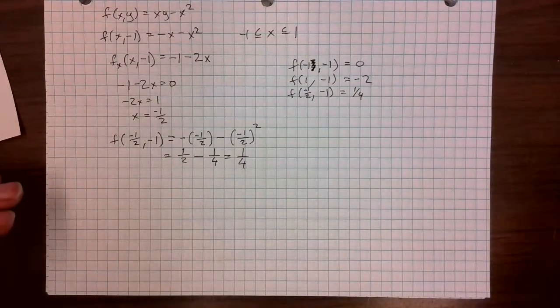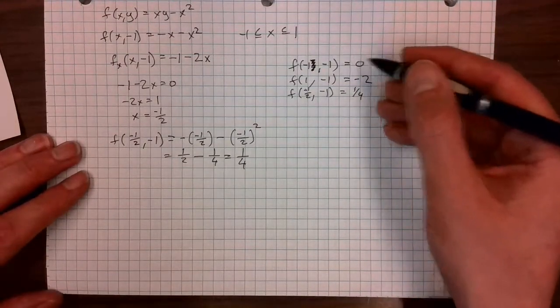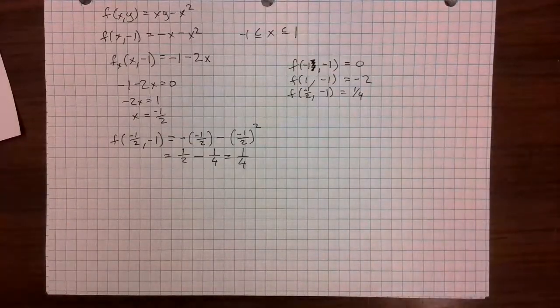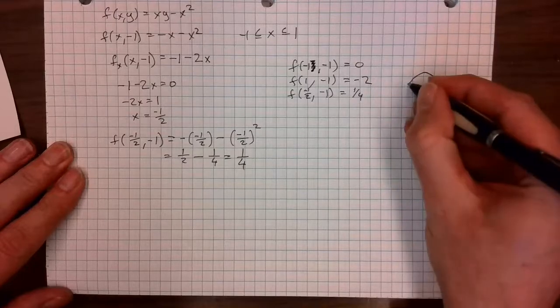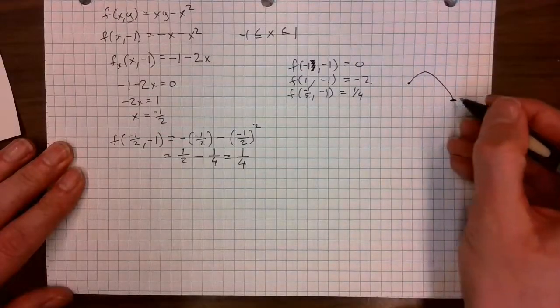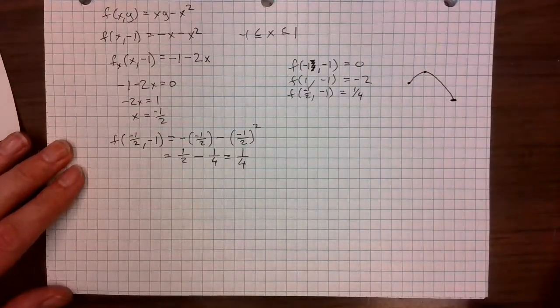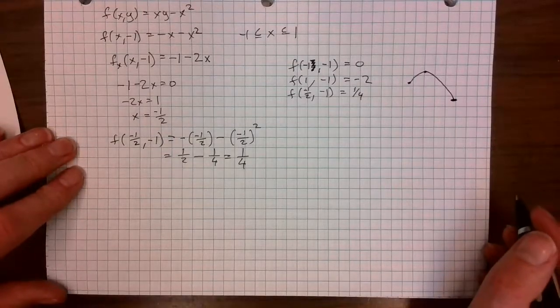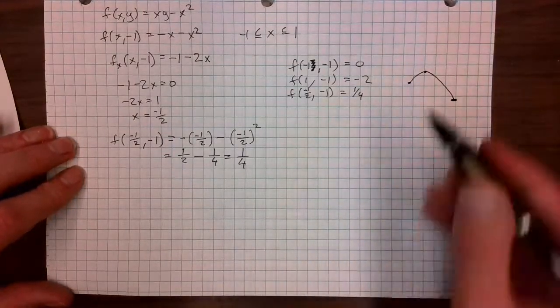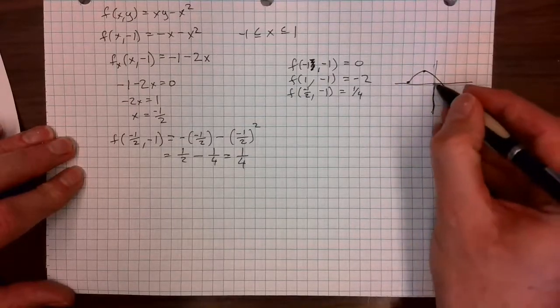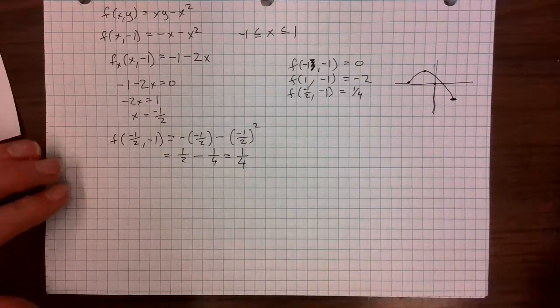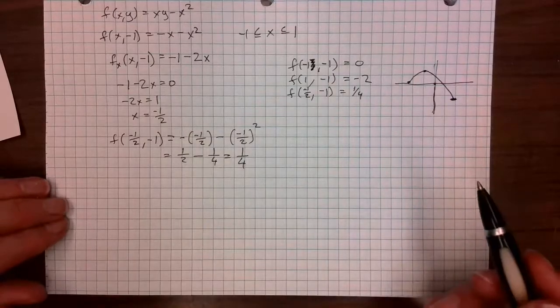So I guess the graph just on that boundary would look like this, right? Where it would be 0 over here, it would be -2 over here, and it would be a quarter over here. So, well, this would be the axis, right? So, all right.